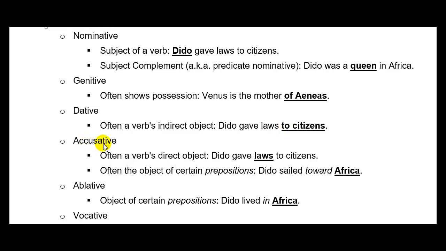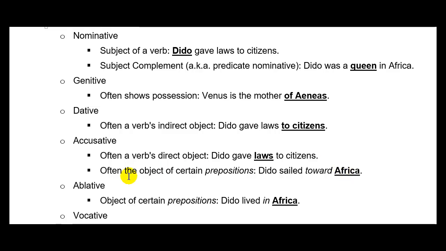The accusative case is the second most frequently used case in Latin, and that is often a verb's direct object, or certain prepositions take accusative objects. So in the sentence, Dido gave laws to the citizens, in Latin the word laws would be in the accusative case. And in the sentence, Dido sailed toward Africa, the Latin preposition that means toward is followed by an accusative object.